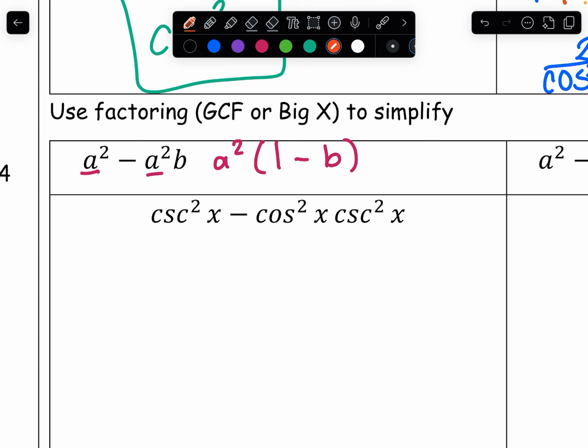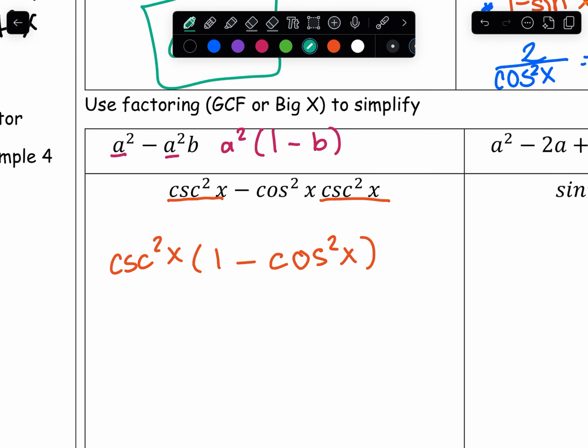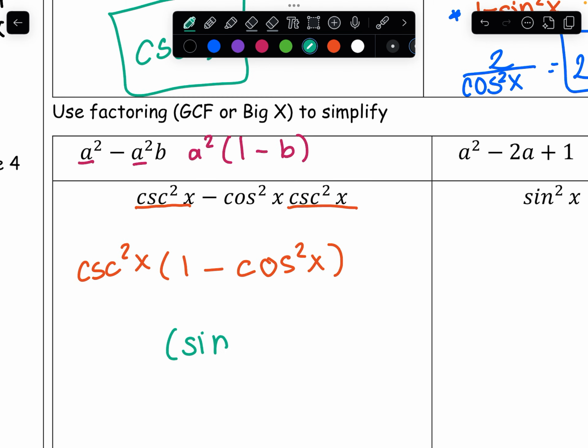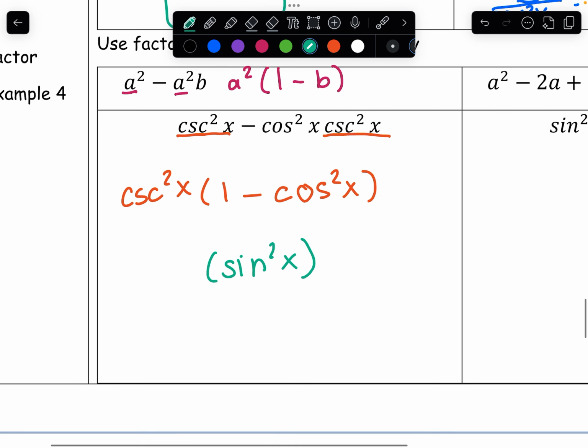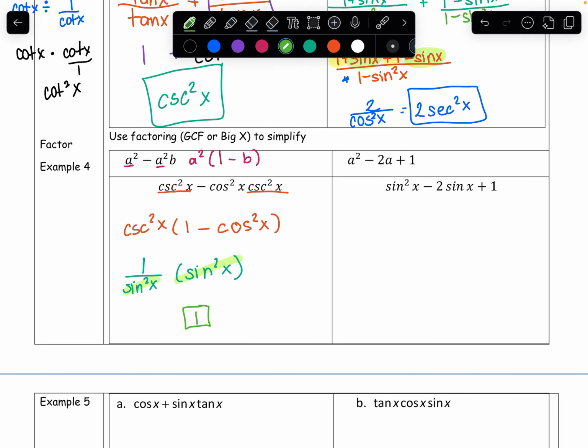Okay, so likewise, in the problem below, they both have cosecant squared x in common. And we're left with 1 minus cosine squared x. Well, 1 minus cosine squared x is sine squared x. And cosecant squared is the same thing as 1 over sine squared x. And so the sines cancel out, and we're left with 1. Not 0, but 1, because when we cancel things out, what they're really doing is going to 1.